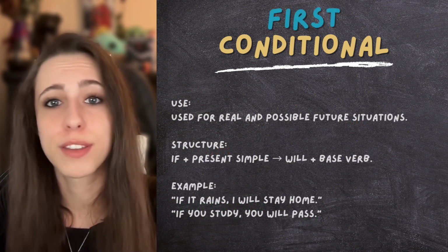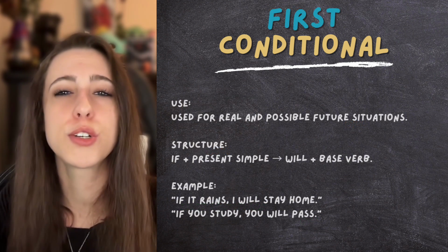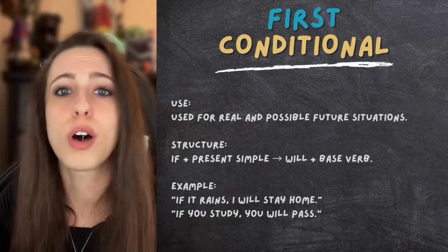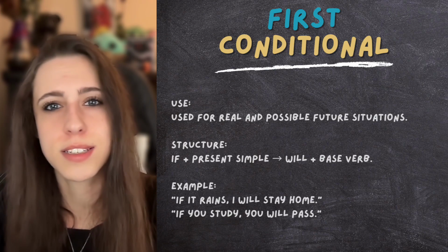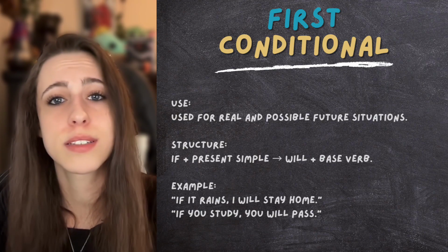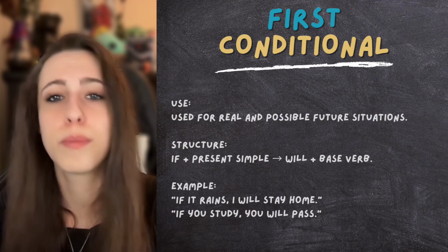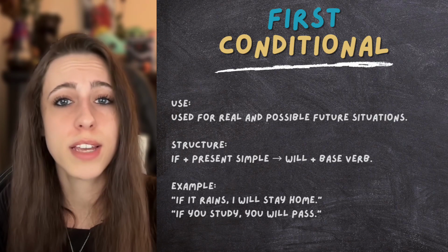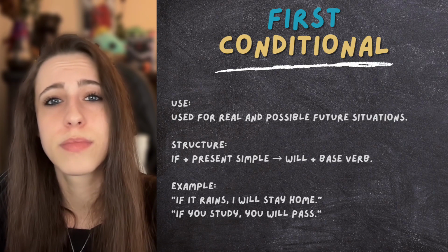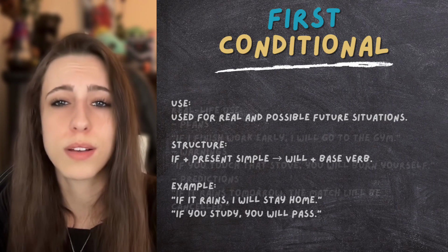Now, let's have a look at the first conditional. These are used to talk about real and possible future situations. The structure for these sentences is if, present simple, will, base verb. Some simple examples would be, if it rains, I will stay home. And if you study, you will pass.